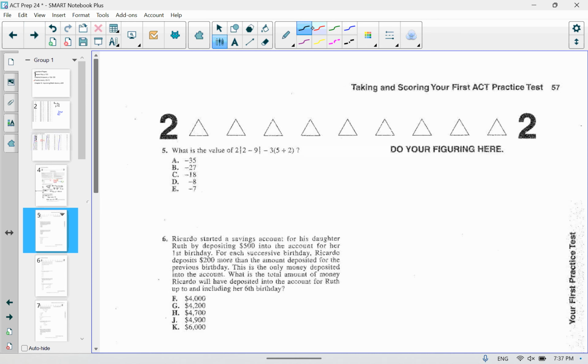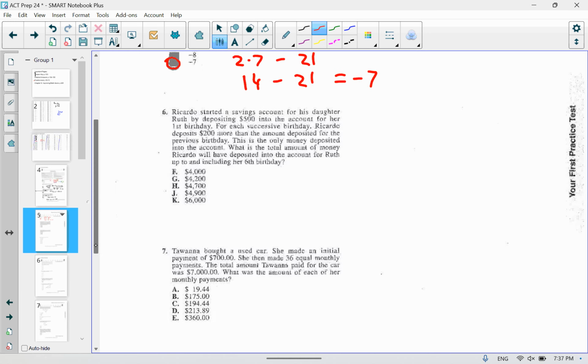What is the value of this? Well, the absolute value of 2 minus 9 gives me negative 7. I can do the parenthetical, so I'd get 5 plus 2, which is 7. The absolute value of negative 7 is 7, so I get 2 times 7 for 14. Here, 3 times 7 is 21, but I'm subtracting 21, so I would get negative 7 for letter E.